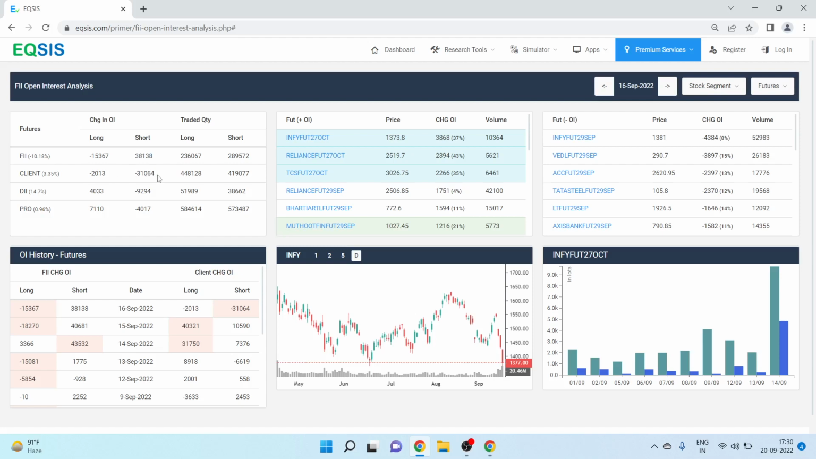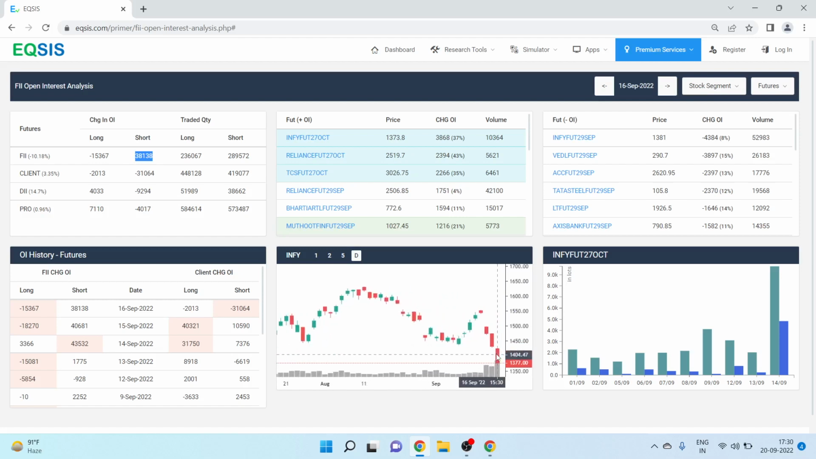If you look at clients, they are actually reducing their short positions. In fact, FIIs are reducing their longs and adding shorts. It's a complete bearishness. And if you look at the charts of Infosys, three days of back-to-back heavy sell-off from 1,500 levels to 1,377, close to 10% down in the last three days. So that's evident that it is a significant short. By seeing this, you get clarity that FIIs have added significant shorts on the Infosys counter.